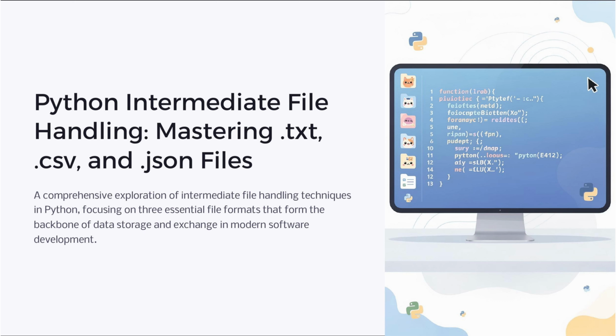Python's file handling capabilities extend to .txt, .csv, and .json files, each serving unique purposes. .txt files are ideal for unstructured data, .csv files excel in tabular data management, and .json files are perfect for structured data interchange. Mastering these formats enhances data manipulation and storage efficiency in software development.